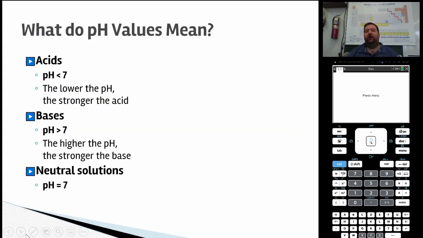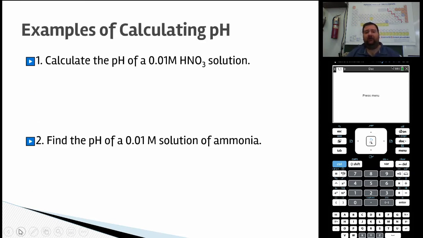All right, so we know acids have a pH of less than 7. The lower the pH, the stronger the acid. Bases have a pH of more than 7, and the higher the pH, the stronger the base. And neutral solutions have a pH of 7 or around 7. Let's go ahead and give this a shot. Let's calculate the pH of a 0.1 molarity HNO3 solution.